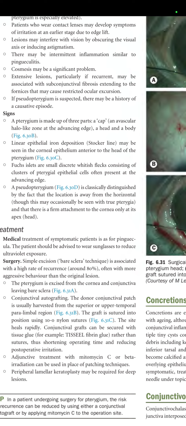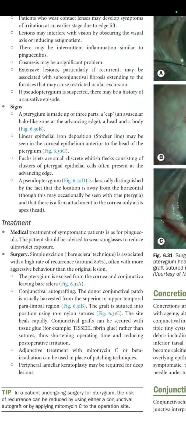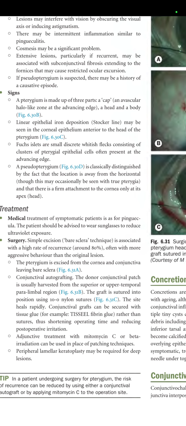Fuchs islets are small discrete whitish flecks consisting of a cluster of the pterygial epithelial cells, often present at the advancing edge. A pseudopterygium is classically distinguished by the fact that the location is away from the horizontal, though this may occasionally be seen with the true pterygium, and there is a firm attachment to the cornea only at its apex, the head. So how many parts does a pterygium have?